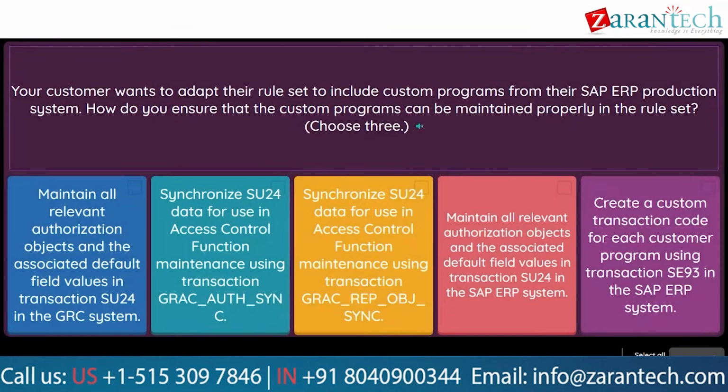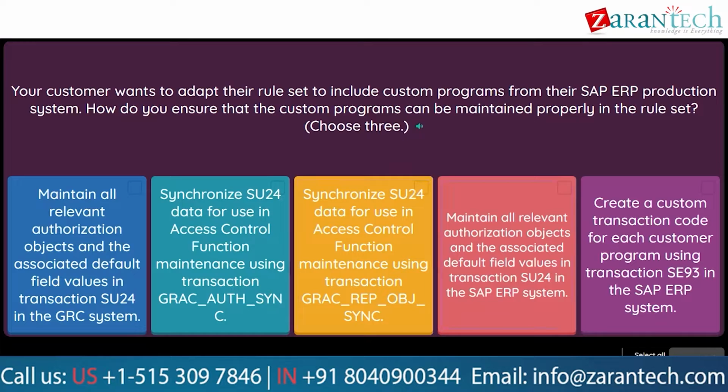Question: Your customer wants to adapt their rule set to include custom programs from their SAP ERP production system. How do you ensure that the custom programs can be maintained properly in the rule set? Choose 3. Option 1: Maintain all relevant authorization objects and the associated default field values in transaction SU24 in the GRC system. Option 2: Synchronize SU24 data for use in access control function maintenance using transaction GRAC_AUTH_SYNC.